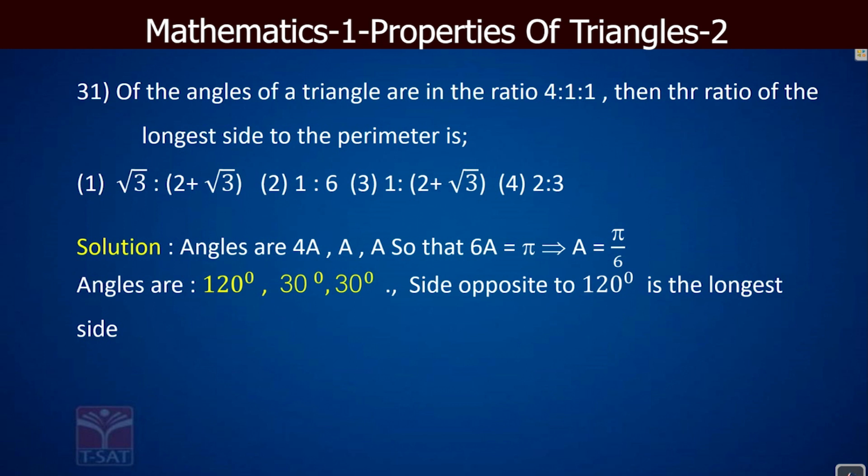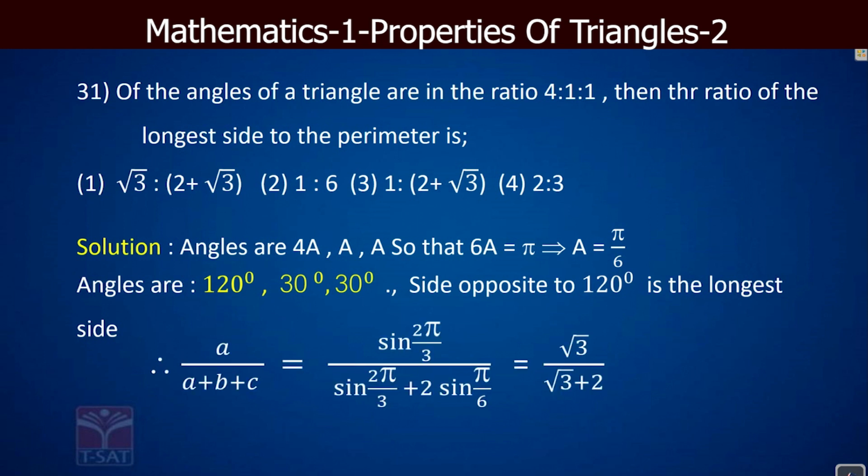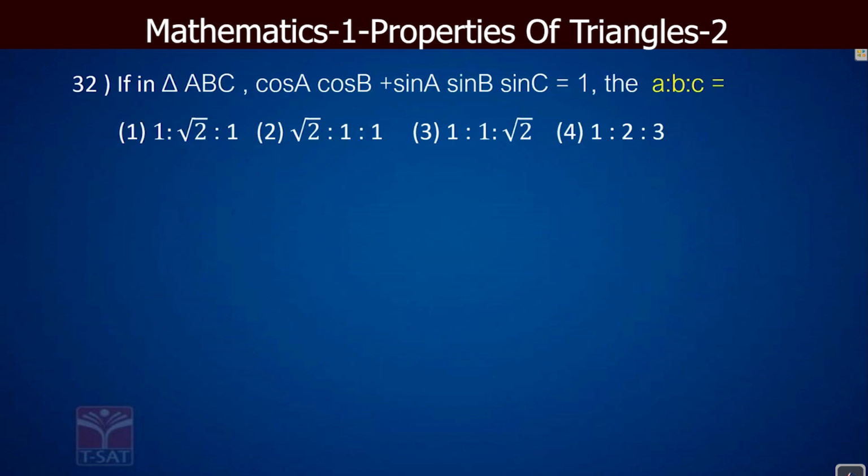And you know from elementary geometry that the side opposite to the greater angle is greater than the other sides. The side opposite to 120 degrees is the longest side. So the perimeter is a + b + c, and the largest side is small a. So a divided by the perimeter is equal to sin(2π/3) / (sin(2π/3) + 2 sin(π/6)). So it is equal to √3/(√3 + 2). So the ratio is simply √3 is to 2 + √3. So that means the answer is option 3.